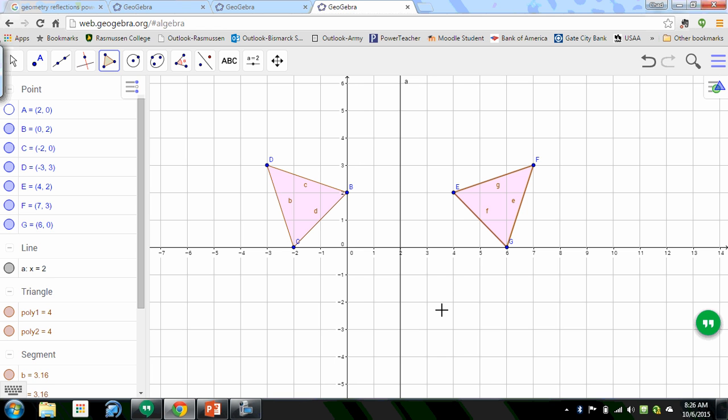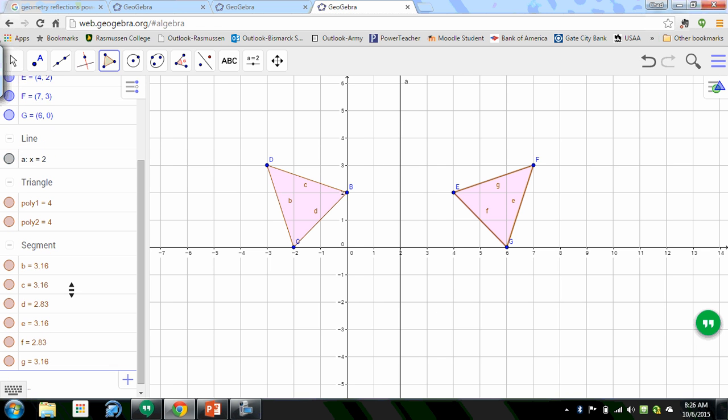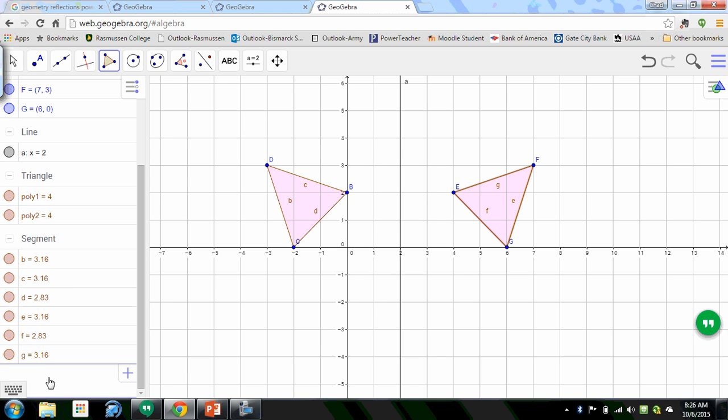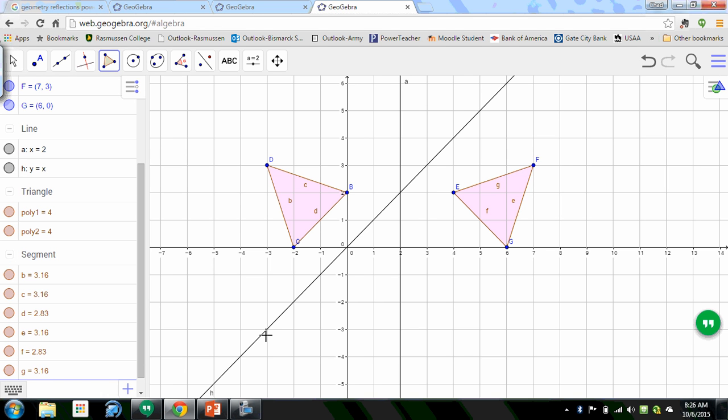So let's go ahead and put in a line y equals, how about we do y equals x? All right, there's my line y equals x. Now I'm going to perform a reflection of this triangle right over here. So I'm going to take this triangle and reflect it around the line y equals x.